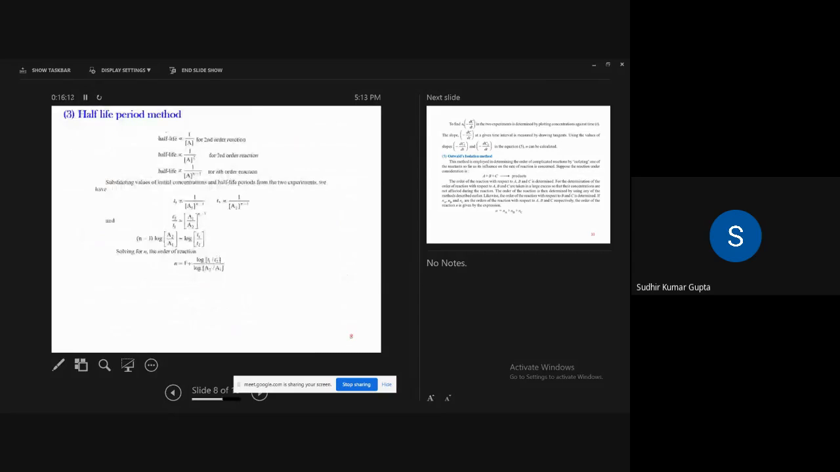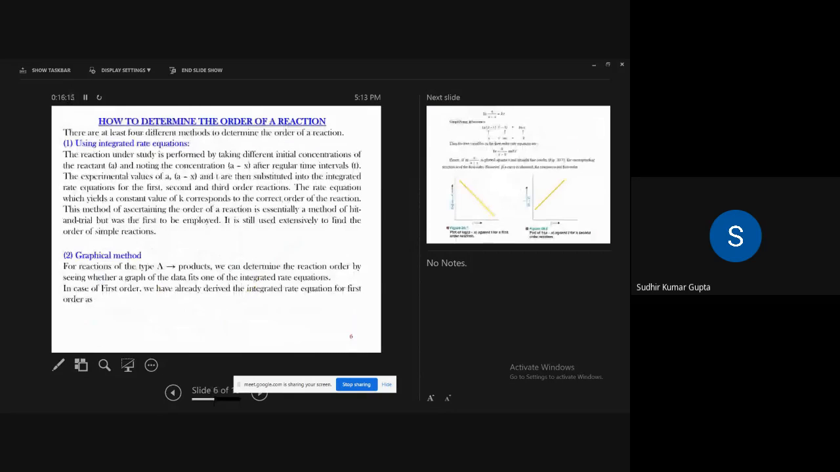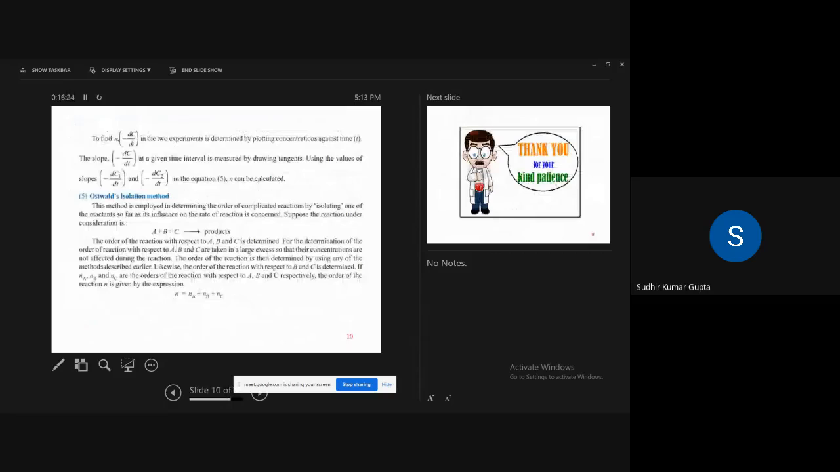So in all these processes we have to perform the reaction, then we get to know the value of dC by dt or t half. We plot the graph between concentration and time, which gives us minus dC1 by dt and minus dC2 by dt, and those values are put in equation 5 and we get the value of n.